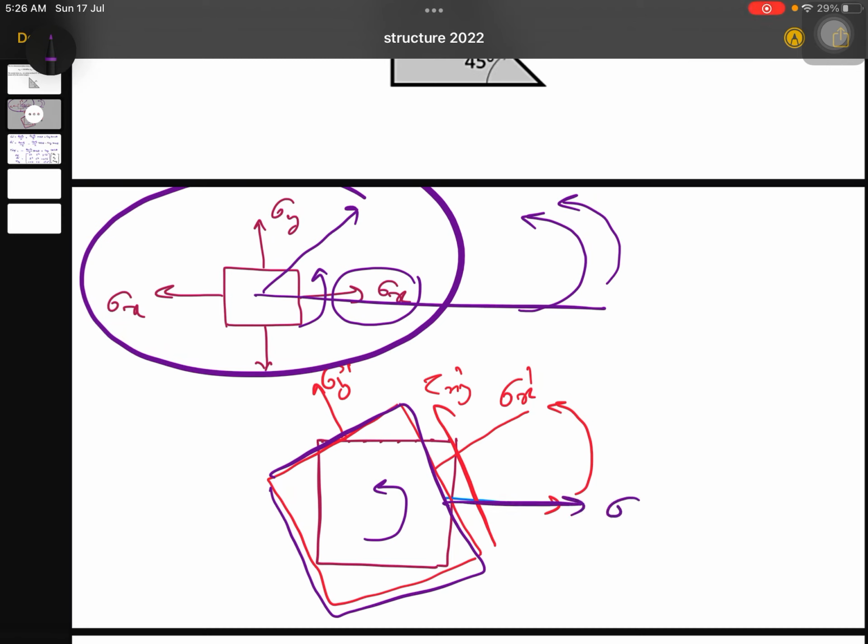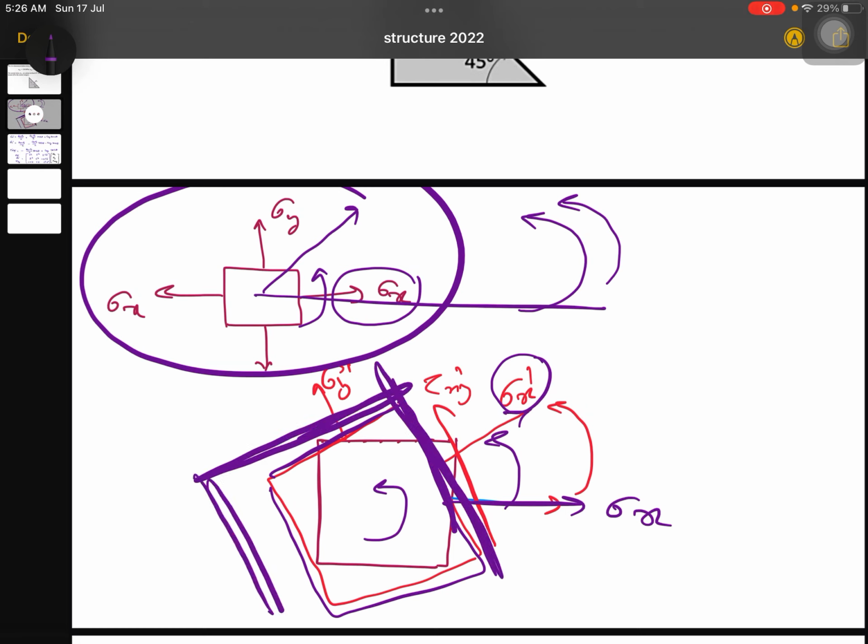So this was my sigma x earlier, but it has turned and it has become sigma x dash. So this became your new material like this. New material means we have turned the material. So we have a matrix. In that matrix we can see all the things. That is a part of teaching.